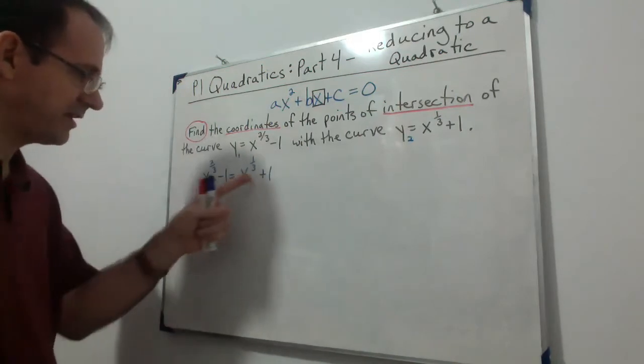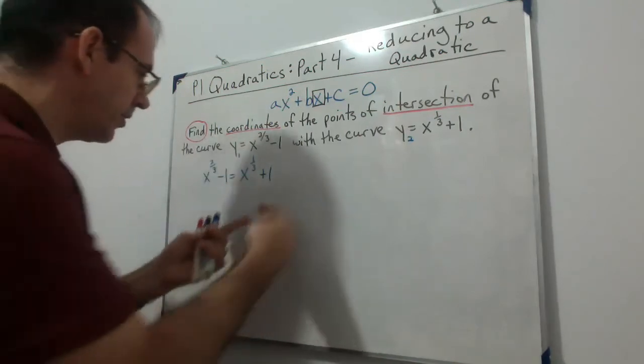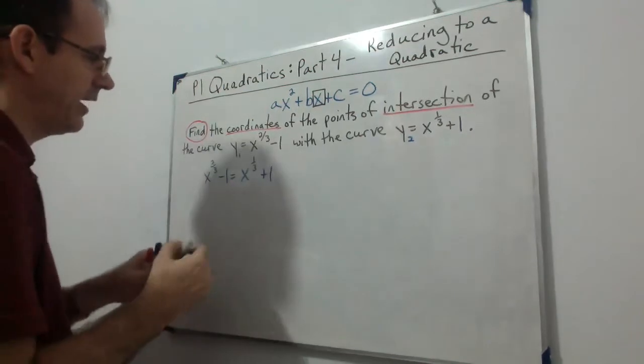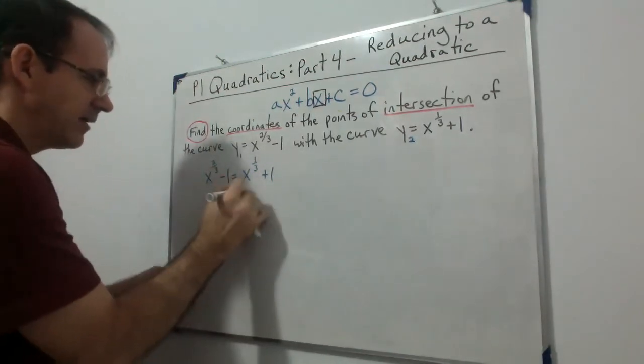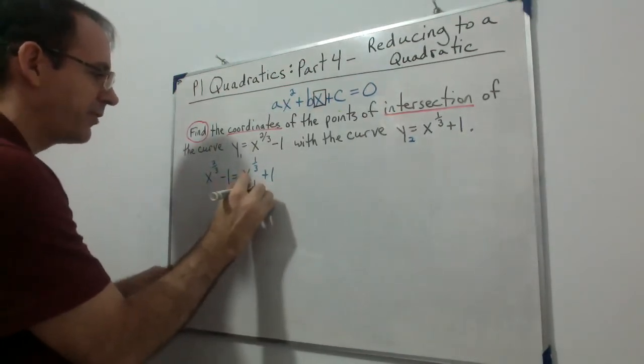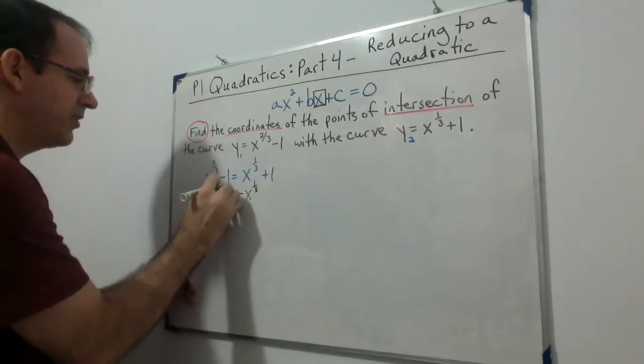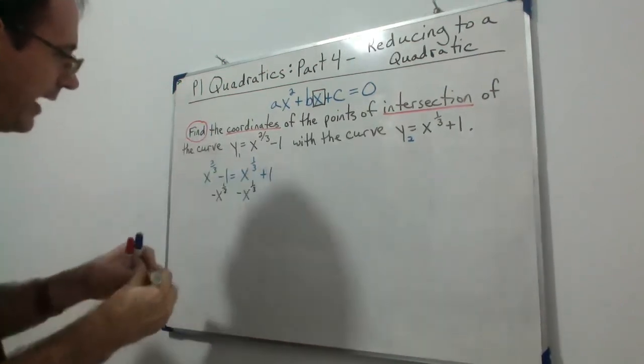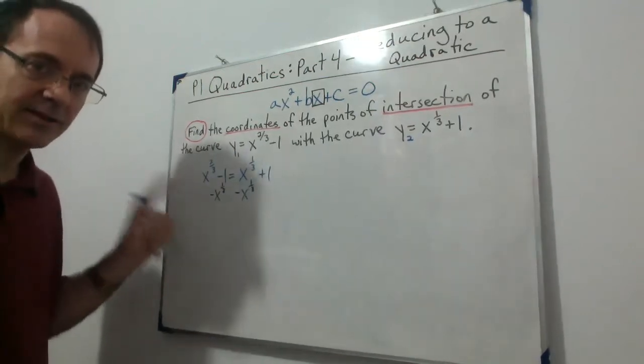So 2/3 is bigger than 1/3, so we're going to move everything to the left. We're going to subtract our x to the 1/3 from both sides. Now notice you are not combining it with this. These are not like terms.